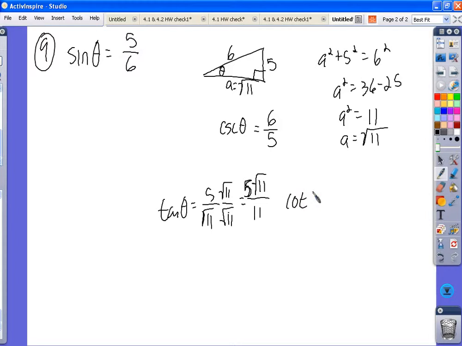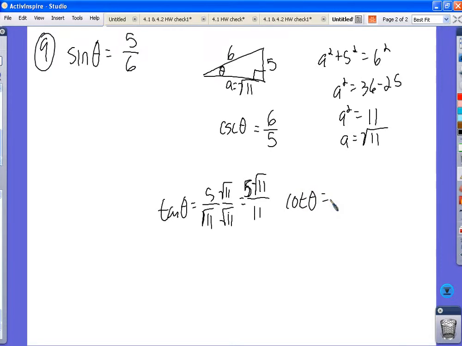How about the cotangent? Square root of 11, good. If we go back and take the reciprocal of the tangent, then we don't have to rationalize the denominator. We just have square root of 11 over 5. And the cosine is going to be the square root of 11 over 6, and the secant is going to be 6 root 11 over 11. We get the sine and cosecant, cosine and secant, tangent and cotangent.